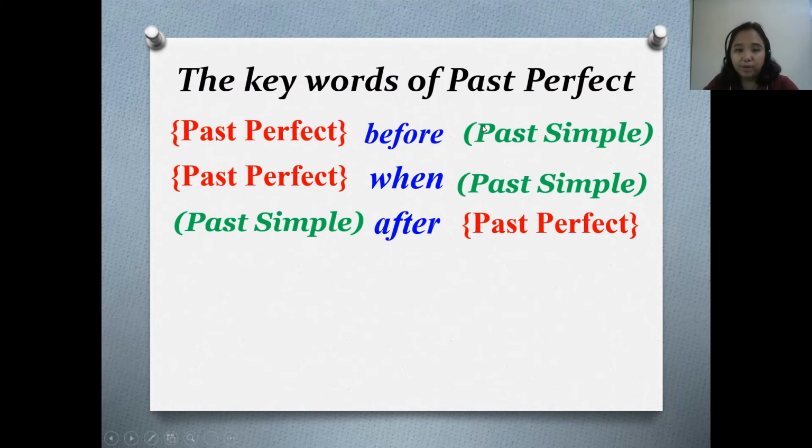Now, the keywords for the past perfect tense would be the conjunctions before, when, and after. Notice that with before, you write the past perfect tense first, and then after the word before, you write the simple past or the second action, which is the same with the conjunction when. While with the conjunction after, the simple past form is stated first, and then after the conjunction would be the past perfect tense.